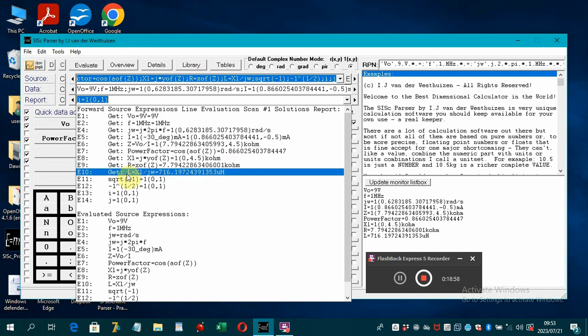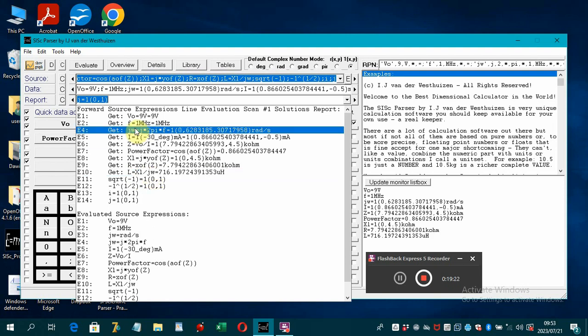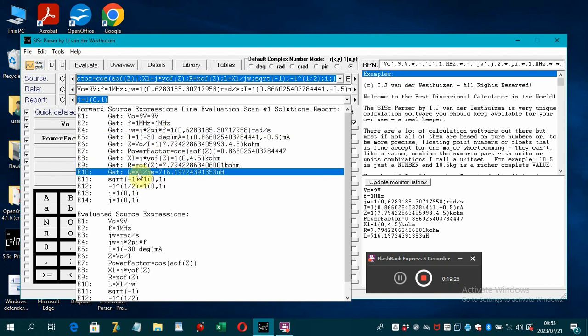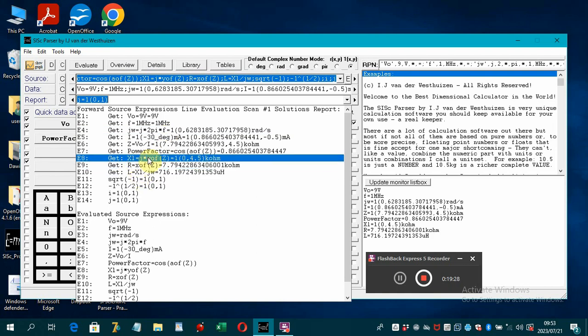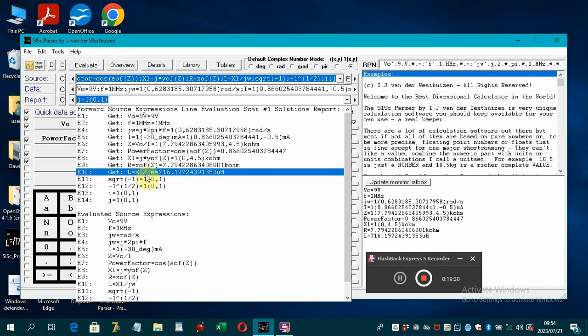L is the value of the coil, or the inductor, in Henry. For a capacitor it is always farad, or micro or millifarad; that is just a prefix. But in this case, L is XL divided by the complex angular velocity. That's always j2 pi f, you see there. So that's XL, the y of Z, divided by j2 pi f, not the L, sorry.